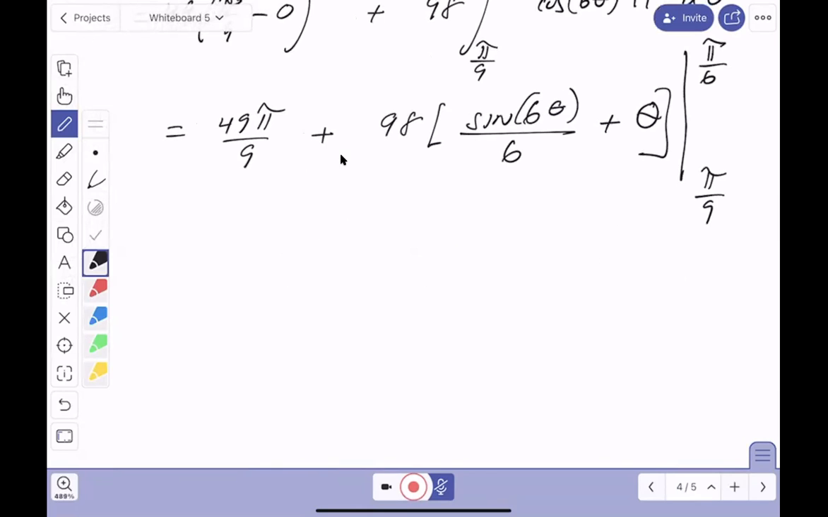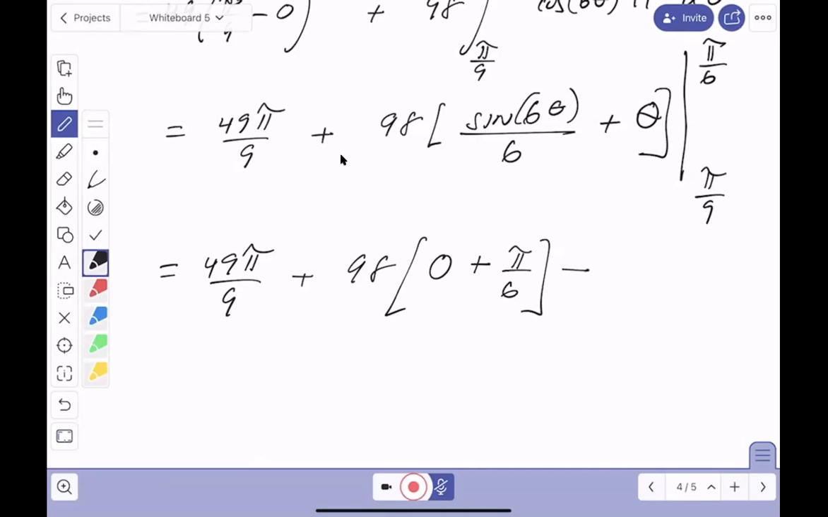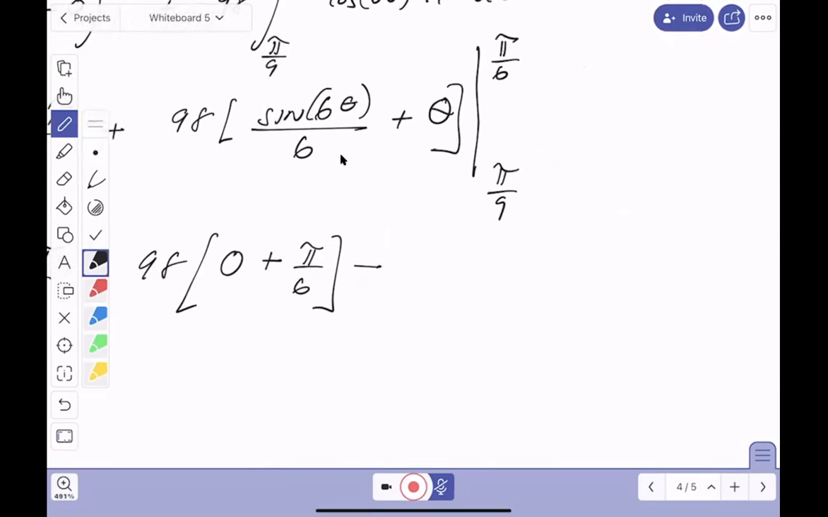All right, let's take a look. 49 pi over 9 plus 98. I got to do this now. So if you put pi over 6, you get sine of pi. Sine of pi is 0. Plus, I'm sorry, plus pi over 6. Minus, this is the lower limit now, 98. I get 6 here. I'll do the top later. Plus pi over 9.